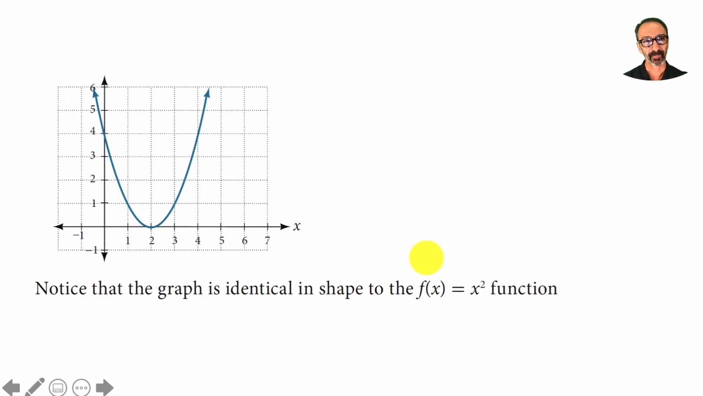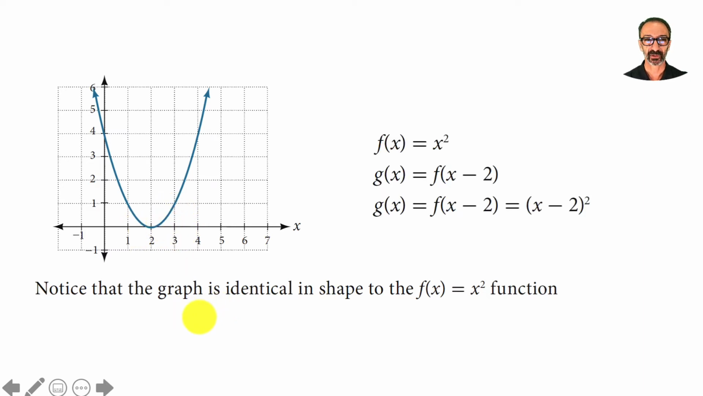Now, notice that the graph is identical to the shape of f of x equals x to the second. I could see x to the second starts here and goes through 1, 1. Look, it's kind of like 1, 1 idea. But it got shifted to the right 2 units. All right?